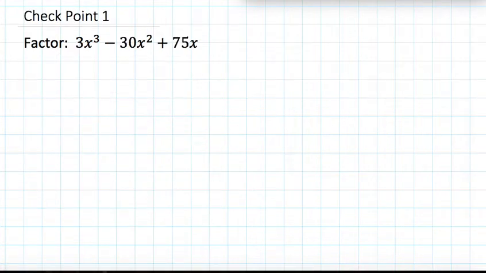So next you should do checkpoint problem number 1. Do this in your notes, check your answer in the notes that are posted, and then move on with the rest of the video.